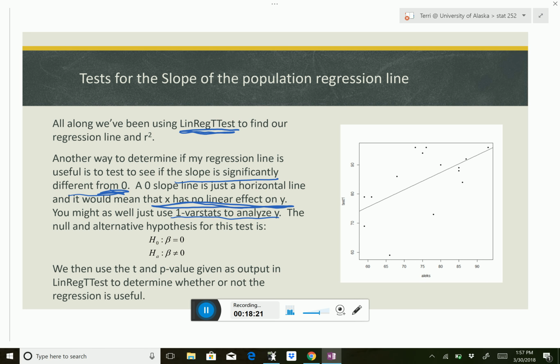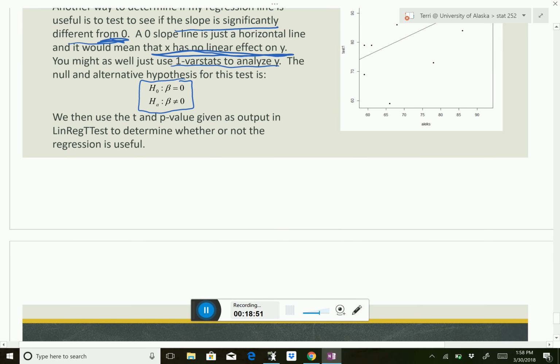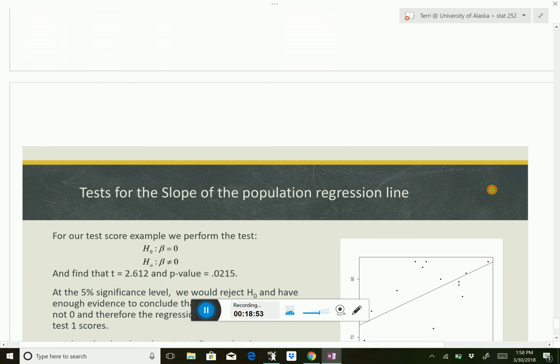So the null and alternative hypotheses look like this, and this is the Greek letter beta. H naught is beta equals 0. The alternative is beta is not equal to 0. Yes, you can actually do one-tailed tests for these, but we're not going to do that in here. We're going to restrict our analysis to a two-tailed test for the slope of the line to say whether it is significant or not. So now we're going to use our t and p value in the output to determine this.